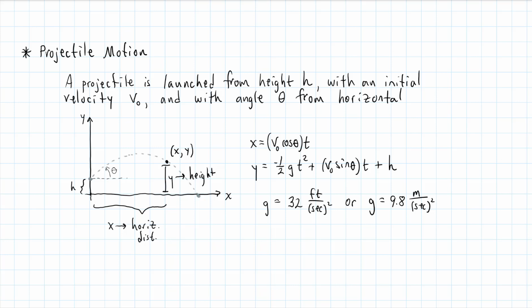So with this setup, we can get the xy coordinate of the projectile in two-dimensional space at any given moment in time. So keep in mind, y would be height above the ground, and x would be the horizontal distance from where it was launched.